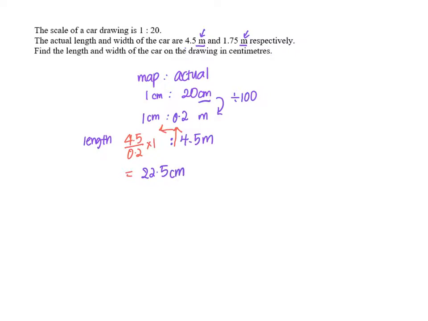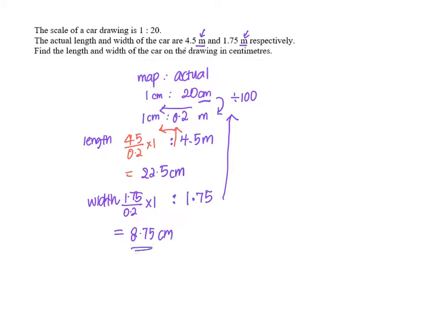Then how do you find the width? I'm going to put the 1.75. 1.75 is actual. So I'll do the same thing. 1.75 divided by 0.2 times 1. Answer please. Yeah, 8 point. cm. Underline the answer.